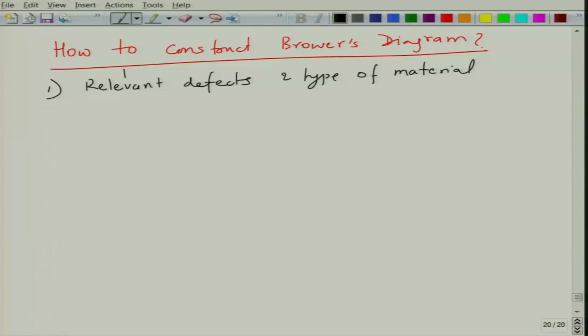You need to know the defect formation energy, and depending upon the type of oxide, those with the lower defect formation energies are more likely to form. So, identify the relevant defects and the type of material, and then write the defect reactions.